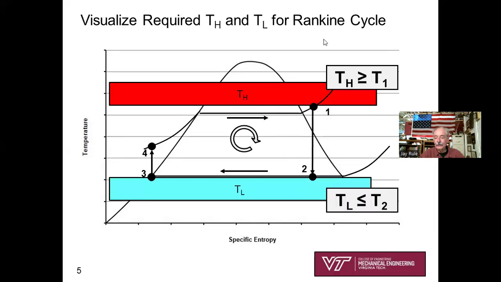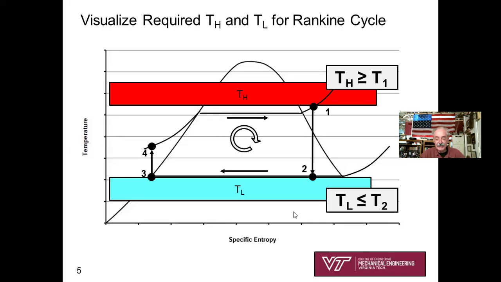Let's visualize in the real world the required TH and TL to operate a Rankine cycle. Do you see that TH has got to be at least T1? And in many cases, it's got to be greater than T1. But at least we can write down that TH is greater than or equal to T1. It's the only way you can get your superheated vapor up to T1. Your heat source has got to be at least T1.